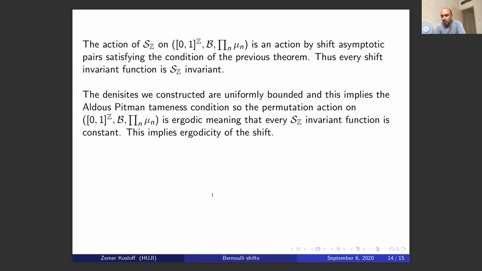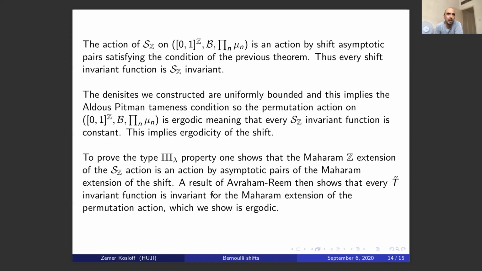And when one wants to go further to the Krieger classification, one needs to prove that the Maharam extension is ergodic. And this is done by showing that the action of the Maharam extension of the permutation is an action by shift asymptotic pairs of the Maharam extension of the shift. However, this is an infinite measure preserving transformation and not finite, so it's not directly applied by the theorem I said before, but an extension of it, which was recently done by my student Avraham Ram, shows that every Maharam invariant function is also invariant for the Maharam extension of the permutation action. So then all we need to show is that the permutation action is of type III lambda, and this is done in the paper with Sue. It's somehow much simpler than the III-1 case.